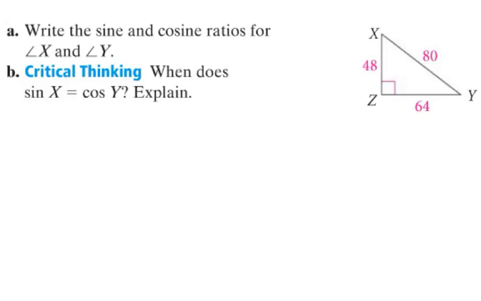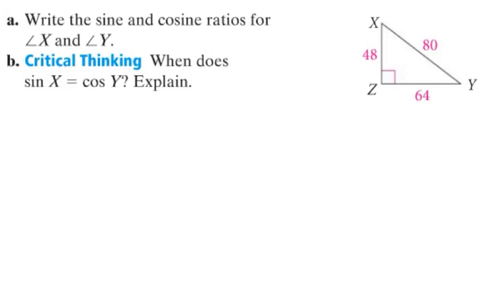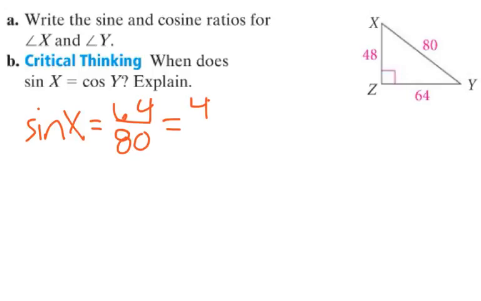Alright. Now here it says write the sine and cosine ratios of angle x and angle y. So here let's start off with x. Sine x from x is going to give us opposite 64 over adjacent 80. And always reduce if you can. So notice that 64 over 80 reduces. The number 16 actually goes into both of those. So this reduces to 4 over 5.